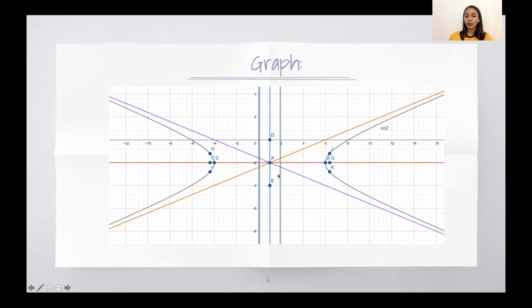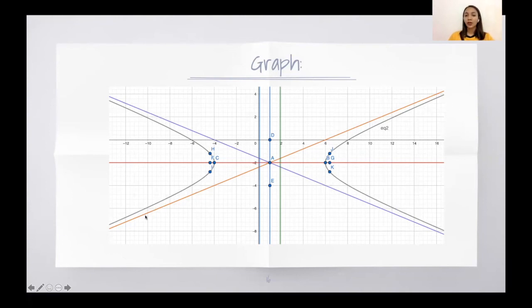Letter D and letter E are the co-vertices. For the foci, we have F and G. For the vertices, we have B and C. Those are the vertices. For the endpoints of the lateral recta, we have J, K, H, I. These are the branches of the hyperbola.